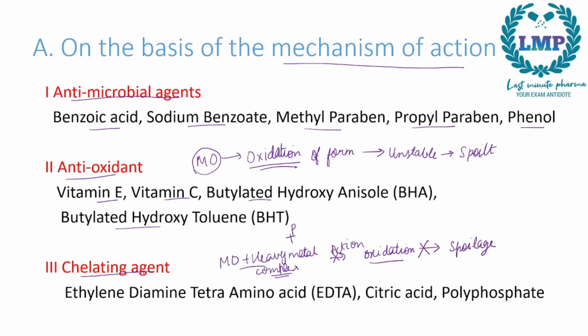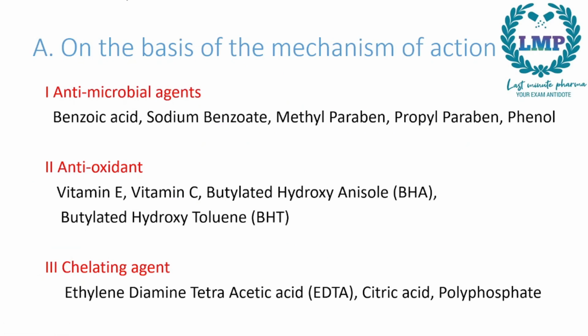Next is chelating agents. So let us see each one separately. Now in antimicrobial agents we have benzoic acid, sodium benzoate, methyl paraben, propyl paraben, and phenol. So what all do we have? We have one acid and one acid salt, that is benzoic acid and sodium benzoate. Benzoate is a salt of benzoic acid. We'll group these two together, the parabens together, that is methyl paraben and propyl paraben, and the alcohol separately, that is phenol.